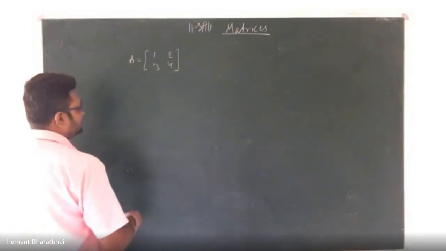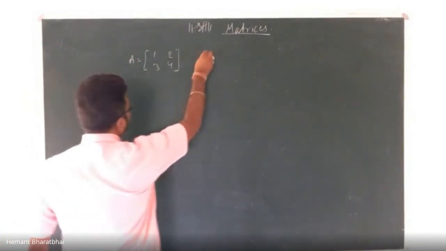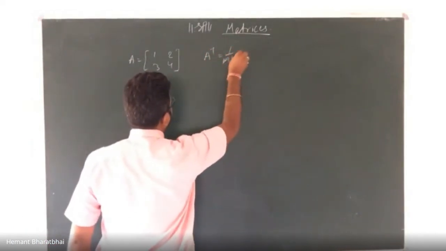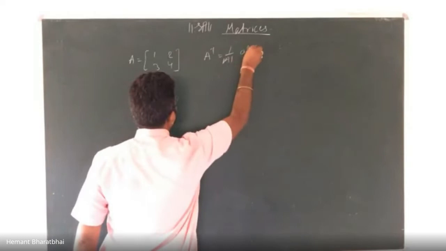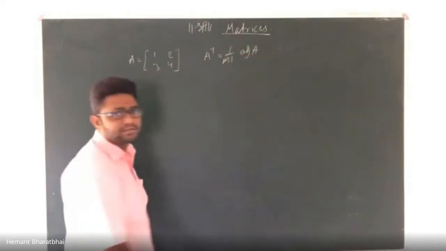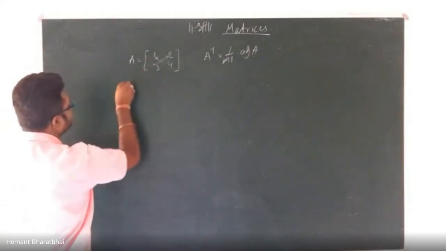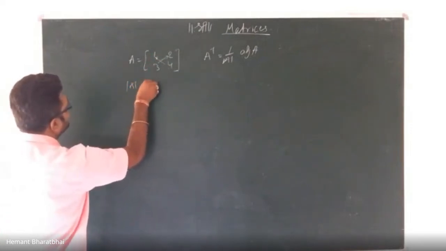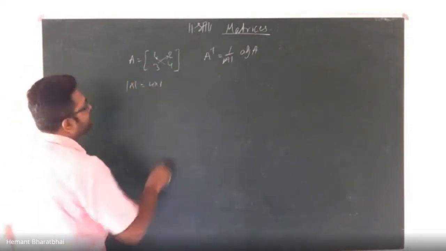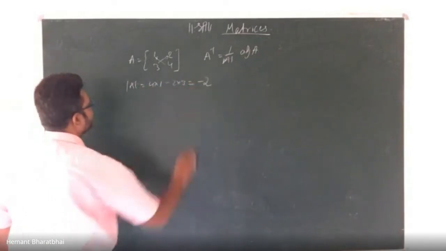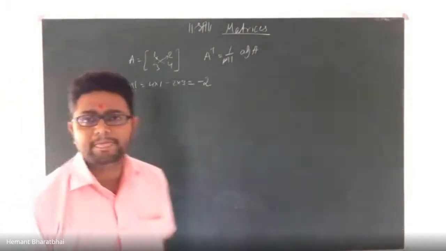The formula says that the inverse of a matrix is nothing but 1 upon determinant of A into adjoint of A. So first we'll have to find the determinant of A. For 2 by 2 it's very simple. Your determinant will be nothing but 4 into 1 minus 2 into 3. That is nothing but 4 minus 6.